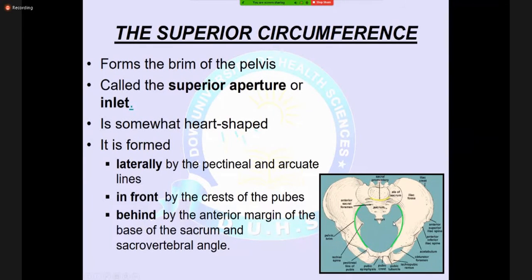So the superior circumference or the pelvic brim is also called the inlet or the superior aperture. As you can see over here, this is somewhat heart shaped, but this shape may vary from type to type. So laterally we have the pectineal and the arcuate lines. Anteriorly it's the pubic crest over here, that is evident. And posteriorly we have the base of the sacrum and the sacrovertebral angle over here.